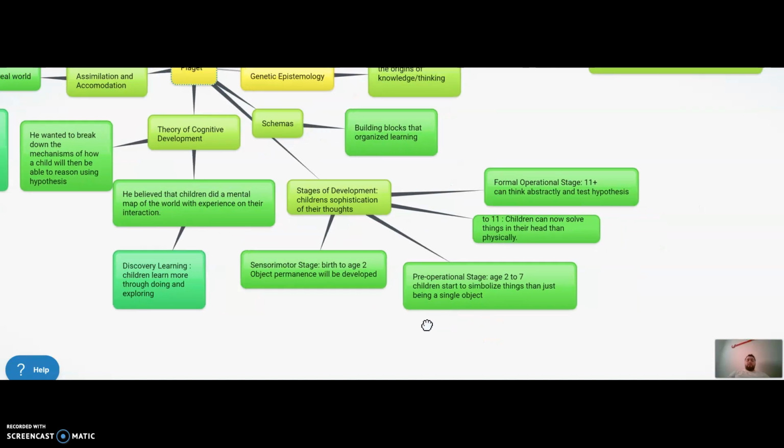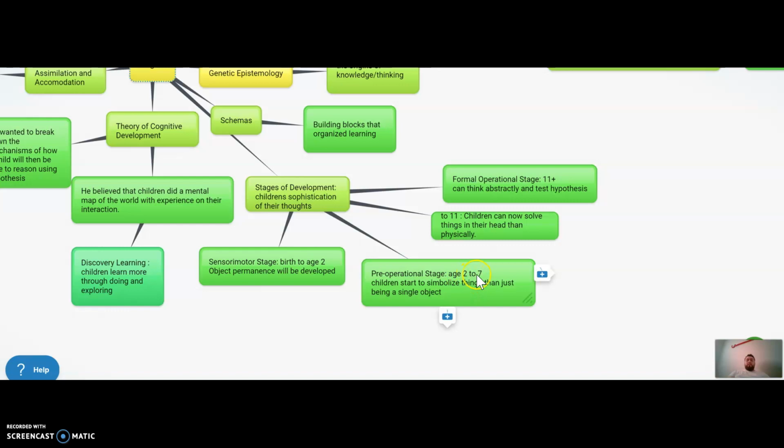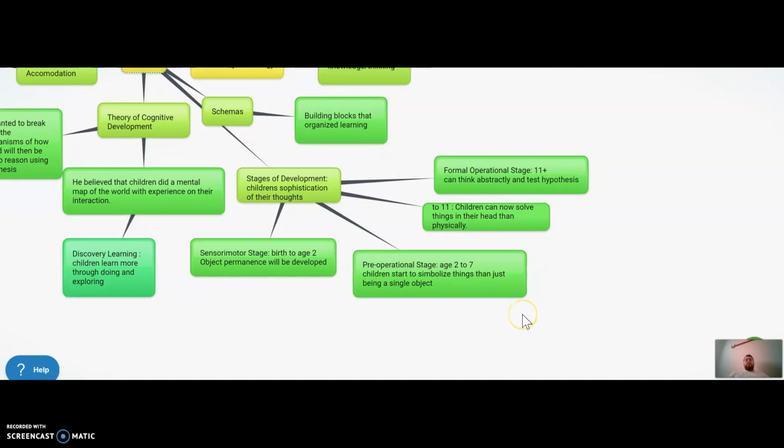Then we move on to the pre-operational stage, that is from age 2 to 7, and children start to symbolize things beyond just being a single object. So a great example that was given is that a child will use a broom thinking he's a cowboy and the broom is a horse. So now the child knows that the broom itself is still a broom, but now he assimilates it to a horse. So now he has two definitions for the broom.